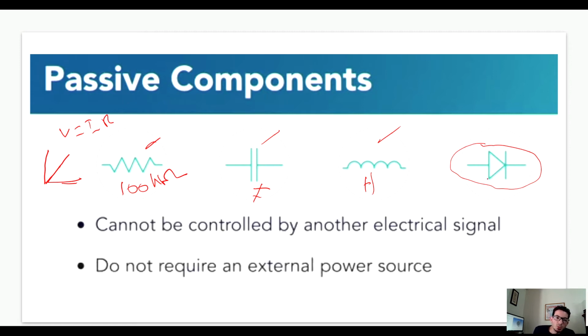So the key points are that passive components cannot be controlled by another electrical signal and do not require an external power source. Active components, on the other hand, such as transistors, do require an input signal to help us control the system, and most likely will require a power source.